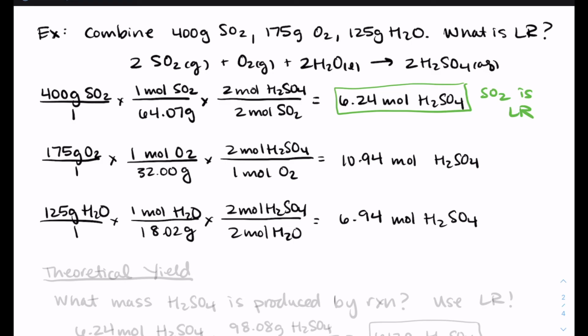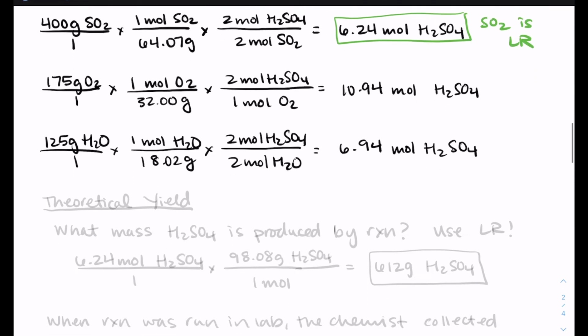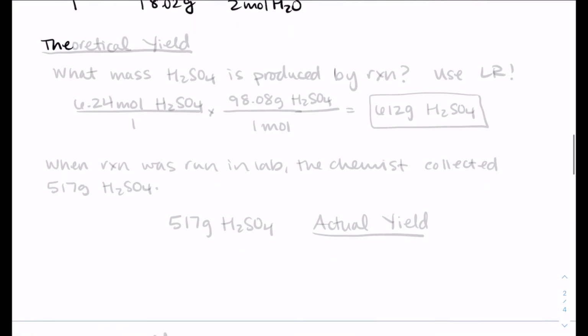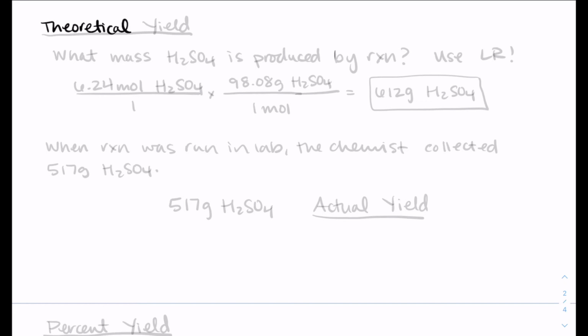Okay, so I've identified the limiting reactant. From here, I want to add a couple things to this. So that's the limiting reactant, that's 6.24 moles of H2SO4 that can be produced. That is the theoretical yield. That means if everything is perfect, the reaction goes beautifully, nothing goes wrong, nothing is lost anywhere, it's an A+ day, like everything is literally perfect, 6.24 moles is the maximum amount of H2SO4 that I can make.